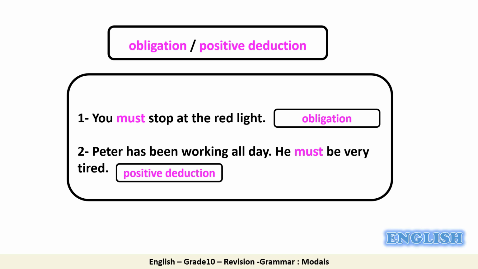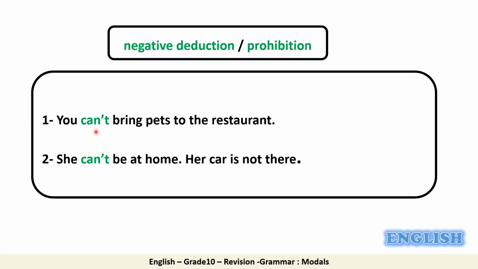Very good. In this pair of sentences, we have the modal verb can't, which may express negative deduction or prohibition. So pause the video, read the sentences, and try to match each one with the appropriate function. Ready to share answers? Yes, so you can't bring pets to the restaurant. What does can't express here? Very good. It expresses prohibition, which means you are not allowed to bring pets to the restaurant.